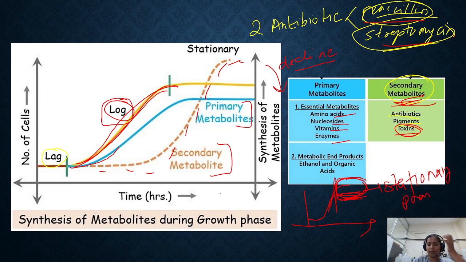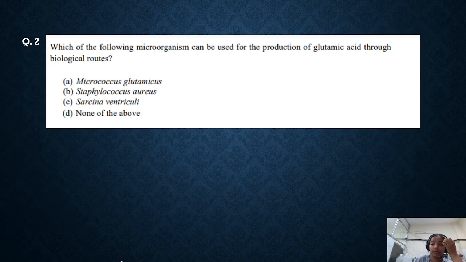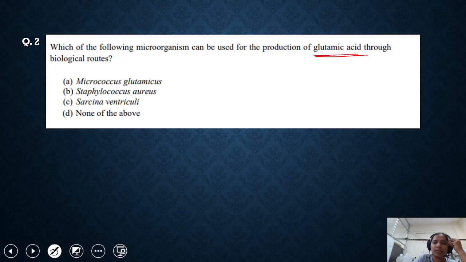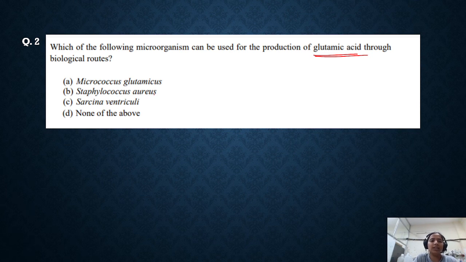Now coming to the next question. They are asking which of the following microorganisms can be used for the production of glutamic acid through biological routes. What is the microorganism you will use for the production of glutamic acid? Options are Micrococcus glutamicus, Staphylococcus aureus, Sarcina ventriculi, and none of the above.